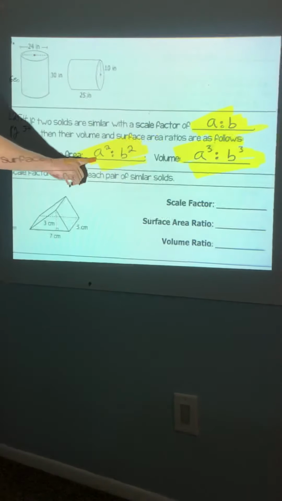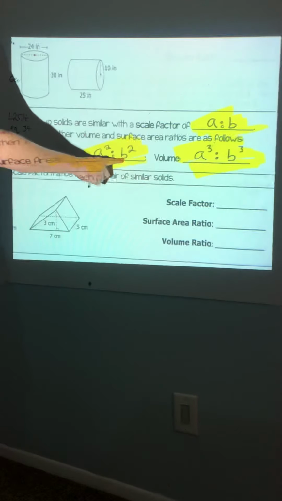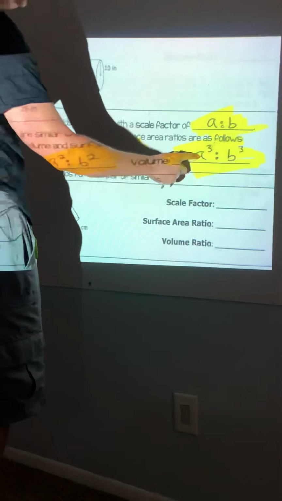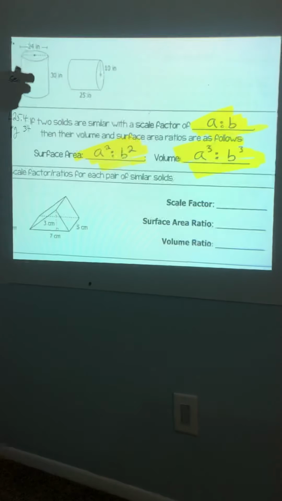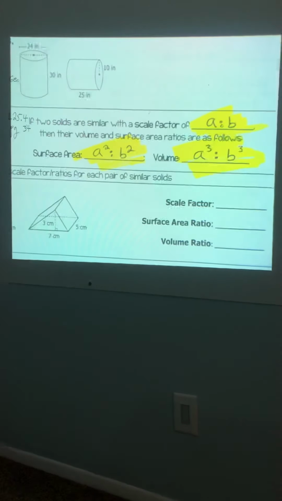And remember, A squared is A times A, B squared is B times B, whereas A cubed is A times A times A, and B cubed is B times B times B. Okay? Are you with me so far? Okay? All right, hold on. I'm telling you, when I do a real example, it's going to completely make sense.